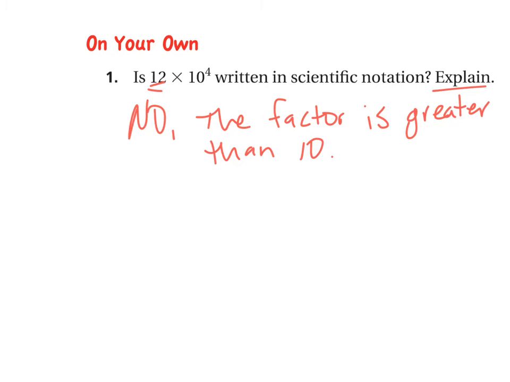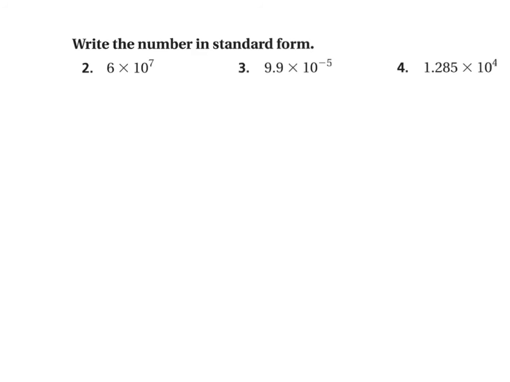All right, so let's do number 2. All right, here's number 2, 3, and 4. So we're writing the number in standard form for each of these. So first look at number 2. This is less than 10, great, and this is an integer, awesome. So we're gonna take the decimal. Where's the decimal in this whole number? It's right after the 6, right?